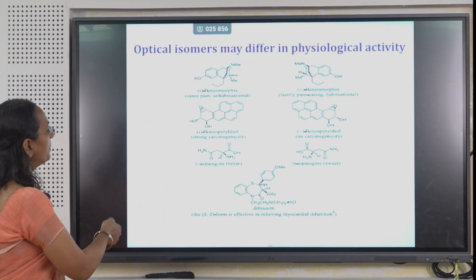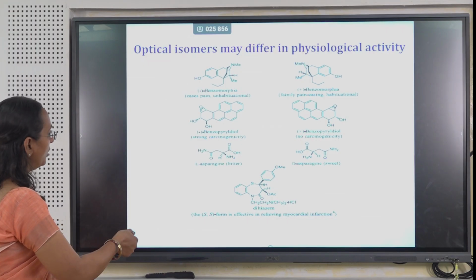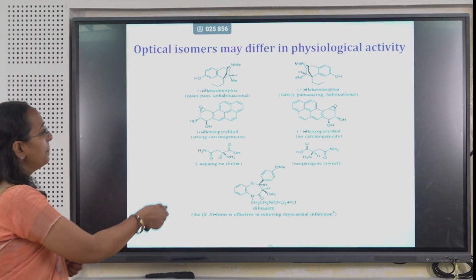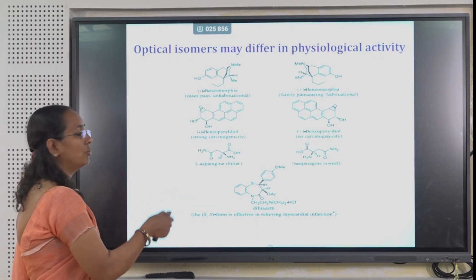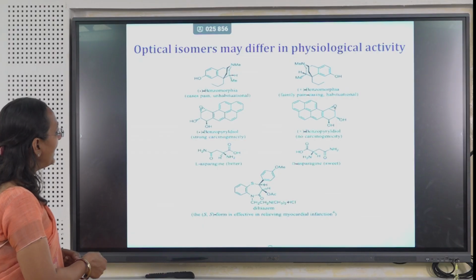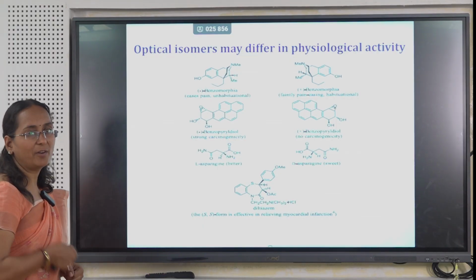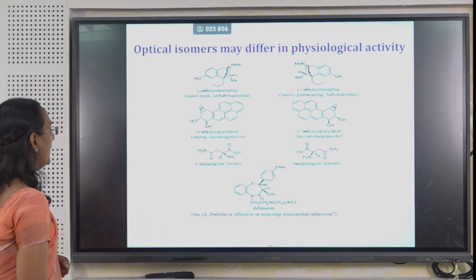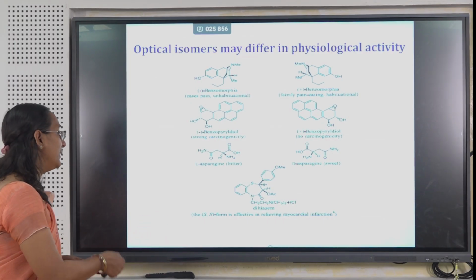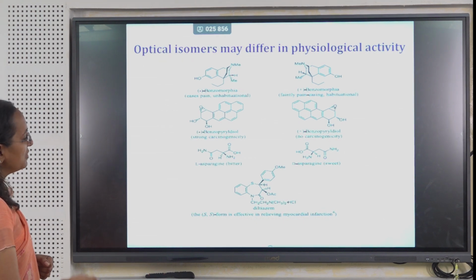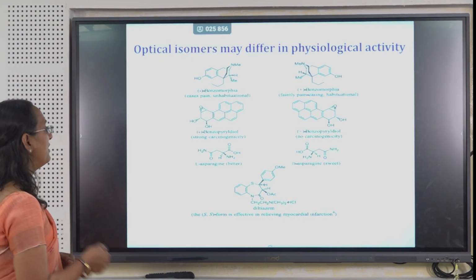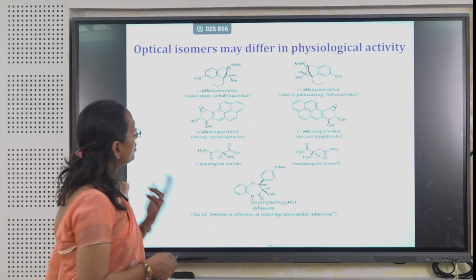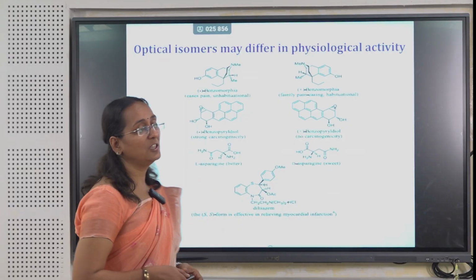In the next example, minus benzopyrenediol shows strong carcinogenicity, and at the same time plus benzopyrenediol shows no carcinogenicity. L-asparagine is bitter, which we have already seen in the last slide, and D-asparagine is sweet in taste. Here is one form of diltiazem, the SS form, which is effective in relieving myocardial infarction. So these are some optical isomers which differ in physiological activity.